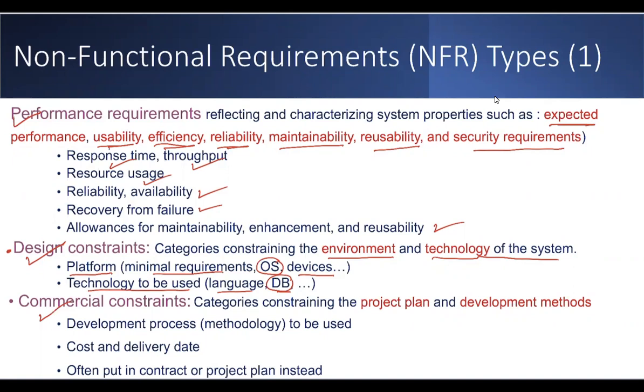The third type of constraints, which is another type of non-functional requirements, is commercial requirements. These are categories that constrain the project plan and the development methods. Keep in mind that it's related to cost and delivery dates, and we have to clearly state the commercial constraints in a contract or project plan.